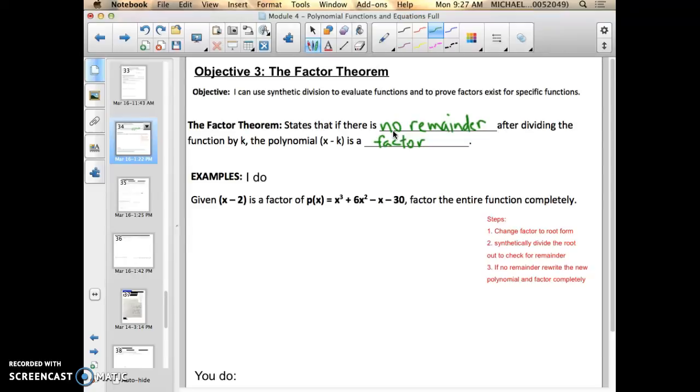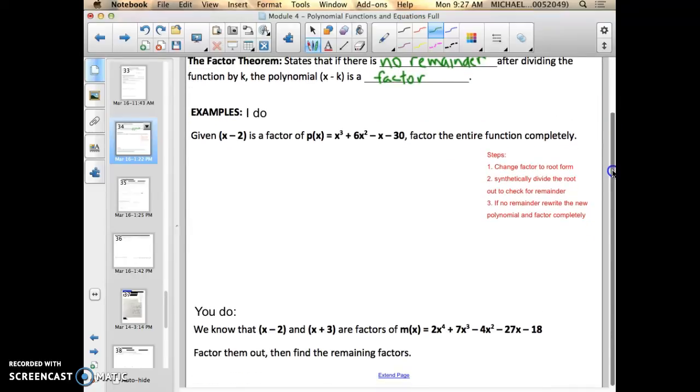So, examples. The one I'm going to do for you, I've listed the steps in red on the right here, and it says, given x minus 2 is indeed a factor of the following polynomial, factor out the rest of it, factor the entire function completely. So in this case, we're told that x minus 2 is a factor. But I'm still going to check to make sure that it is, just to show you that process, because when you practice this, you're going to have to be able to check to see if it's a factor or not.